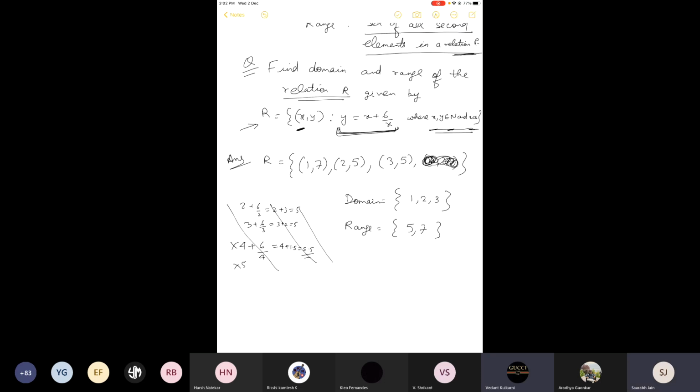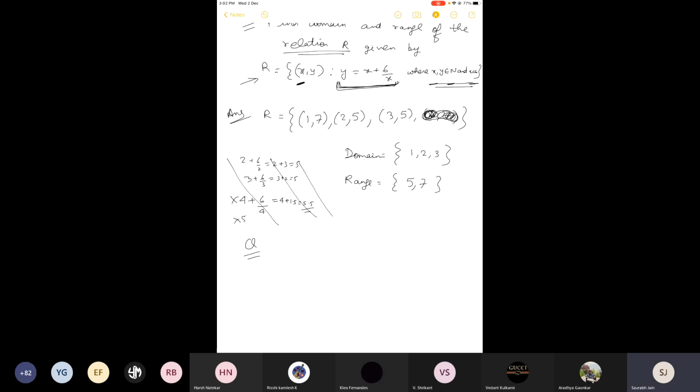Okay, let us take this question. This will be the last question. Given R is the set of all x comma y such that x and y belong to W and x square plus y square is 25. So once again they have given the information in set builder form. Find domain and range of R.